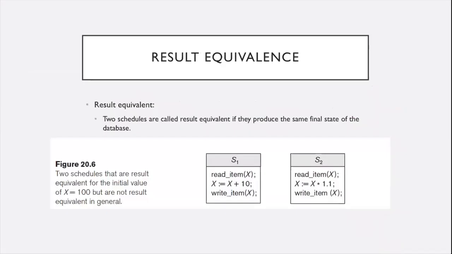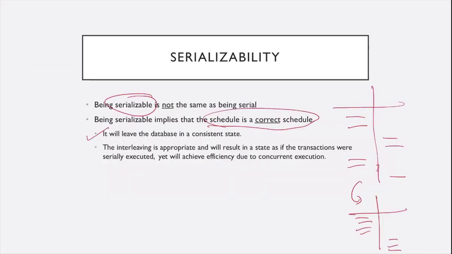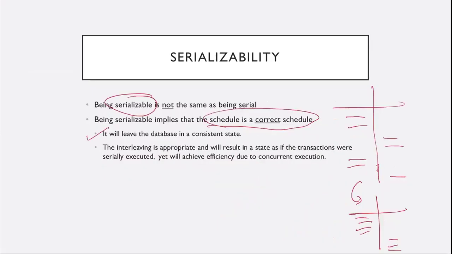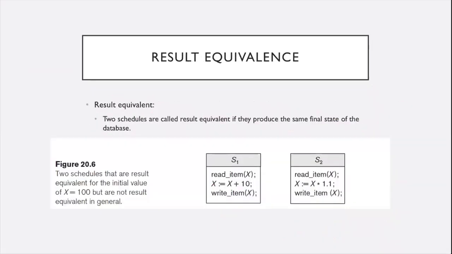Now, when we talk about equivalence of schedules, a very important term is equivalent. The schedule must be equivalent to a serial schedule. There are different types of equivalence. The first type, which is the simplest, is called result equivalence. This may not be a very useful concept, but nevertheless, let us look at what it means. Two schedules are said to be result equivalent if they produce the same final state of the database.